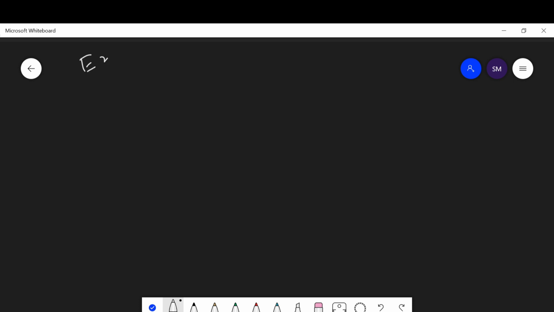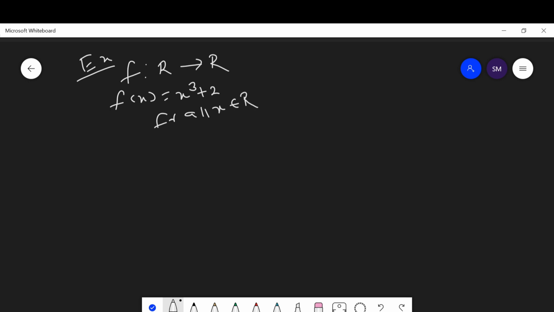Here is another example for a 1-1 function. Let f be a function from R to R such that f(x) is equal to x cube plus 2 for all x belongs to R. Then let x and y be two arbitrary elements of R, the domain of f.